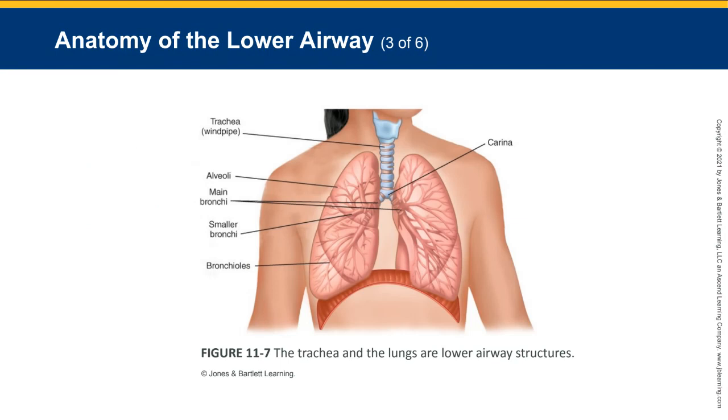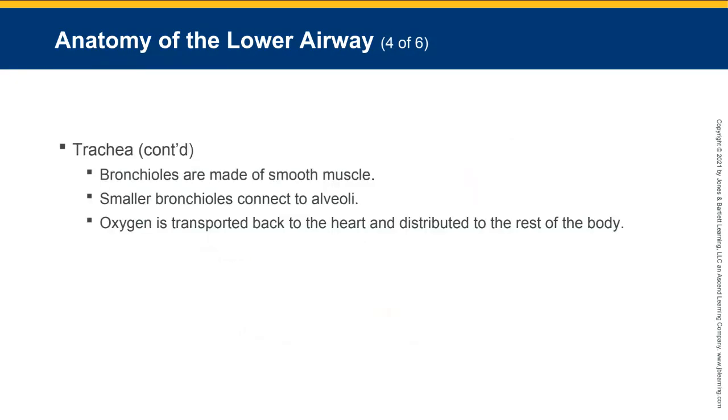And eventually the bronchi will break down into bronchioles, and at the end of the bronchioles there are alveoli, air sacs. The bronchioles are made of smooth muscle. Smaller bronchioles connect to alveoli. Oxygen is transported back to the heart and distributed to the rest of the body.